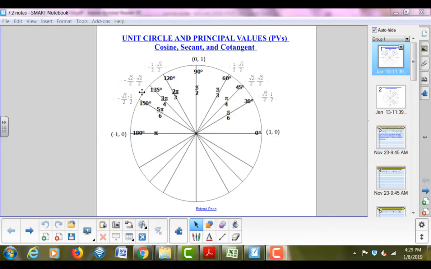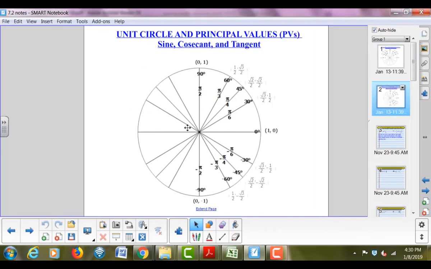Here's the unit circle for just the top half. Notice it's just from 0 degrees to 180 degrees, or 0 to pi. Remember that that is where the principal values lie for cosine, its reciprocal secant, and also cotangent. So when you're doing inverse trig functions for cosine, secant, or cotangent, you always want to give answers between 0 and pi in radians, or 0 and 180 for degrees.